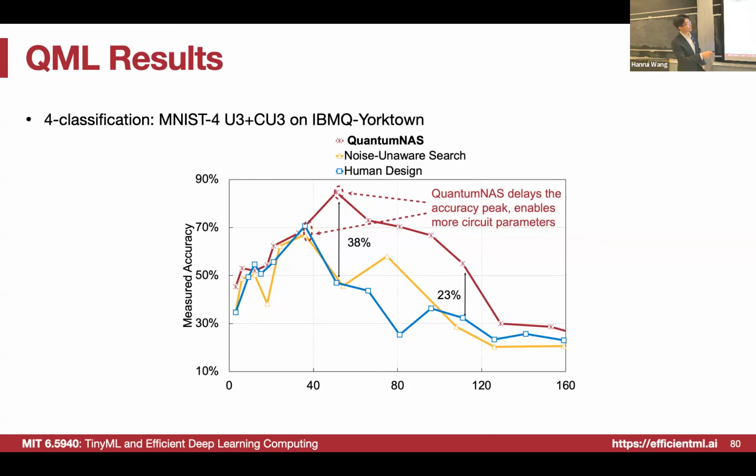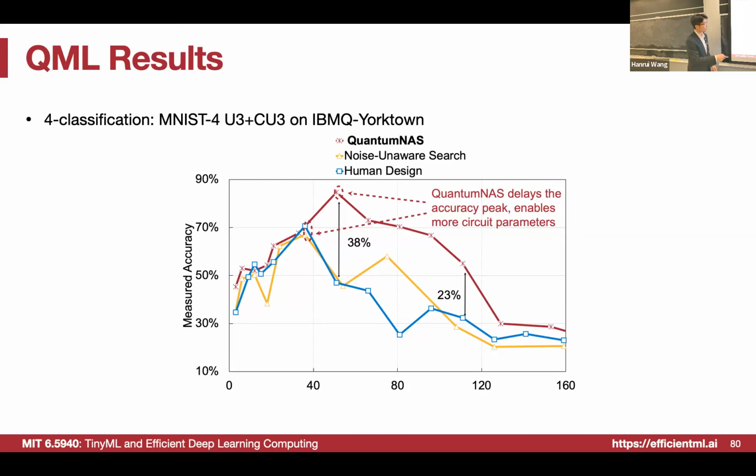The first, in the red curve, is the quantum NAS search structure, and the second one is noise-unaware search, which means during the search process we don't use any feedback from the actual device. In that case, the searched structure will not have any specialization for the actual device noise. And finally is the human design, which is the previous several state-of-the-art human expert designs of the structure.